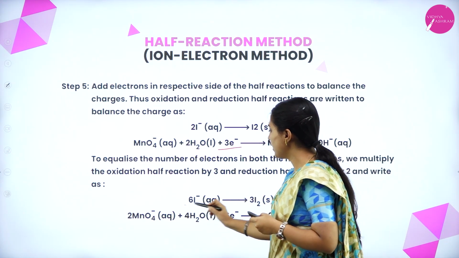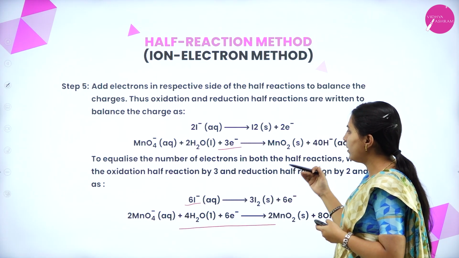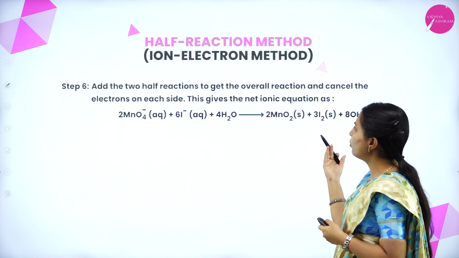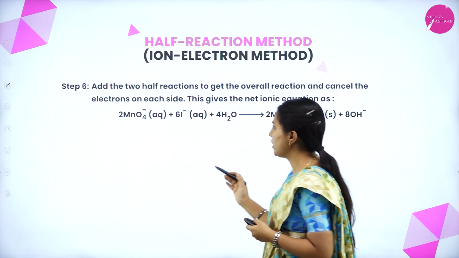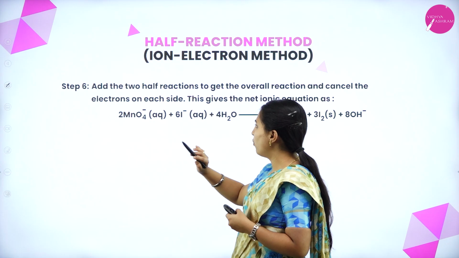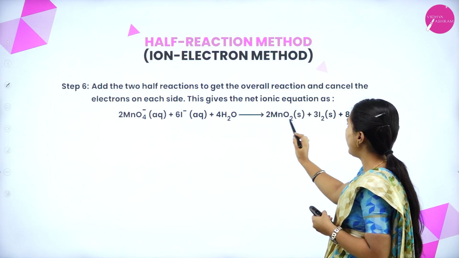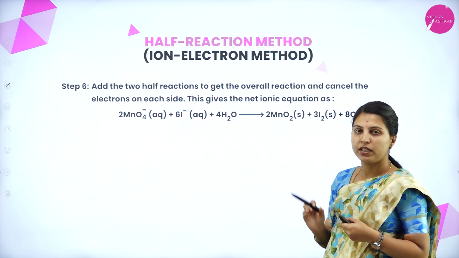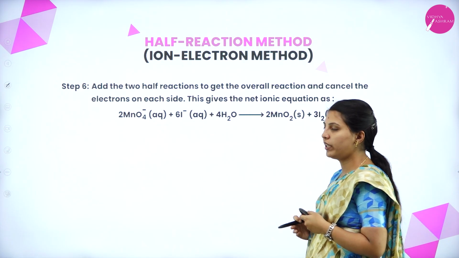See here 6I minus and 3I2, 6 electrons. This is after multiplying by 3, and now we add the 2 half reactions to get the overall reaction and cancel the electrons with each other. After cancelling the electrons: 2MnO4 minus in the aqueous medium, plus 6I minus, plus 4H2O gives MnO2 plus 3I2 plus 8OH minus. So this is the overall reaction in the net ionic equation.